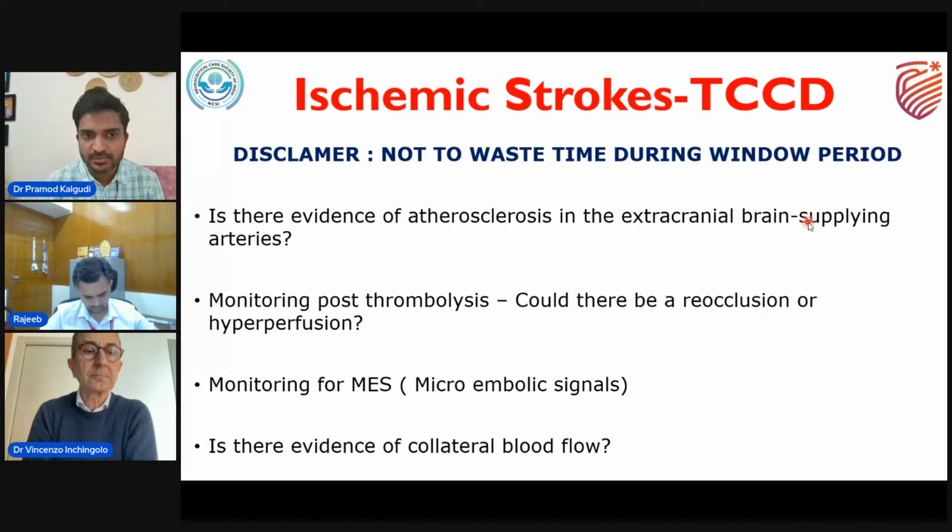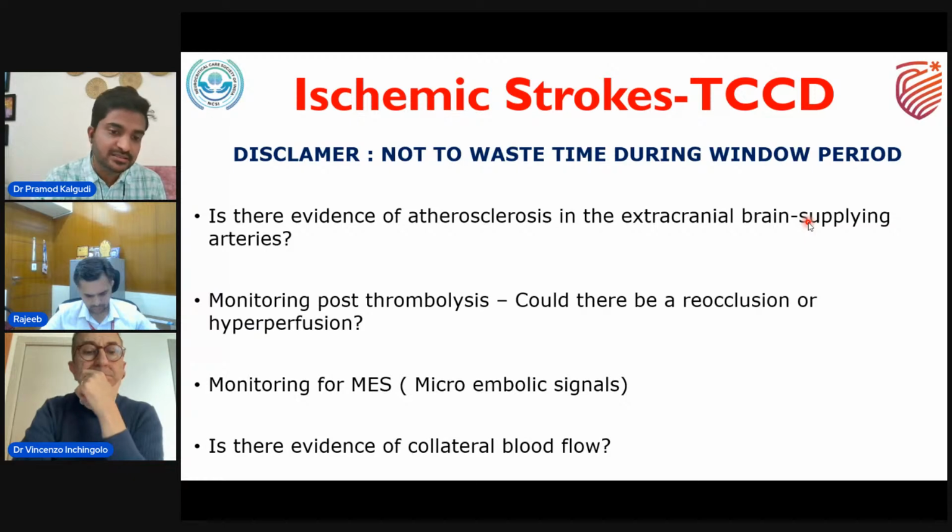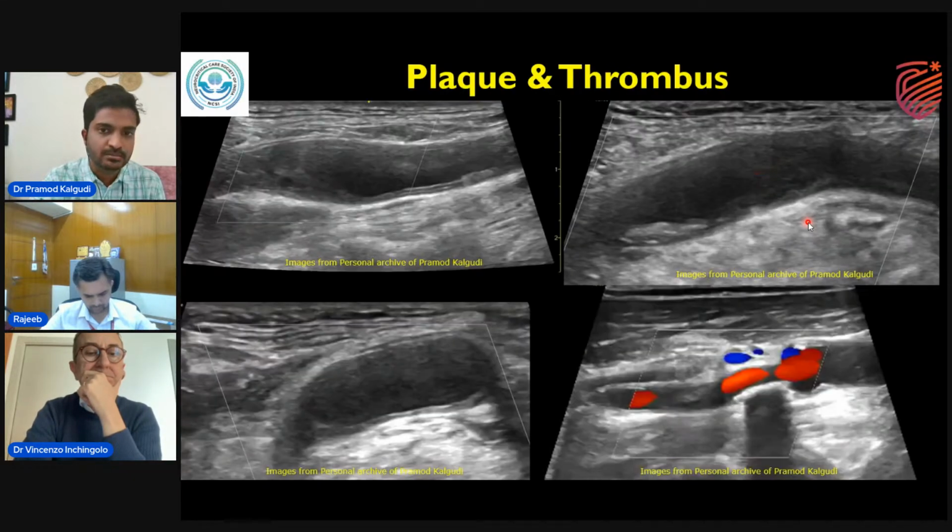As soon as we get the patient, we have to look for any evidence of extracranial atherosclerosis in the carotids or vertebrals. And then we can also monitor post-thrombolysis, whether there is a reocclusion or hyperperfusion. We can monitor for microembolus signals and also look for indirect signals, that is, evidence of collateral blood flow.